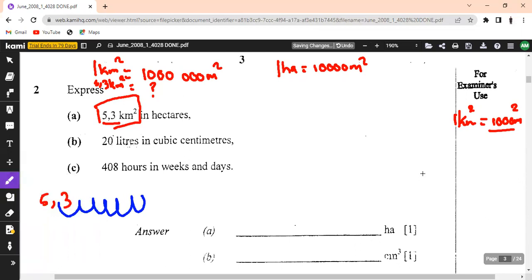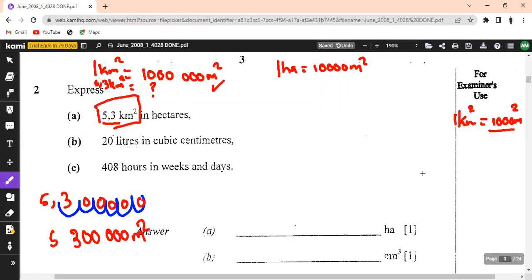In place of these groups here, just put zeros. So there's a 0 here, there's a 0 here, there's a 0 here, there's a 0 there. Which means you're going to obtain 5,300,000 square meters. Remember, you're converting to square meters.